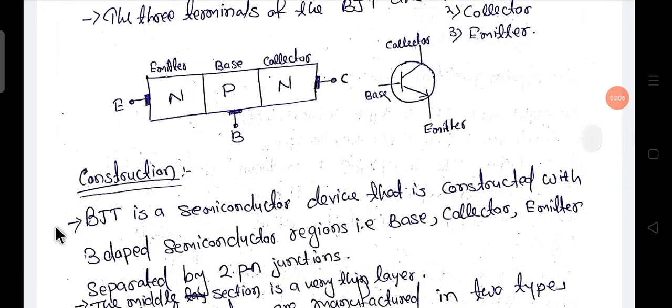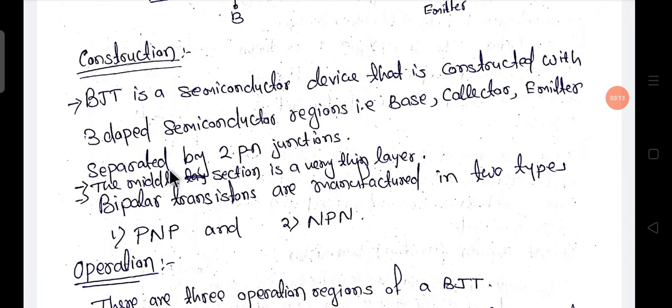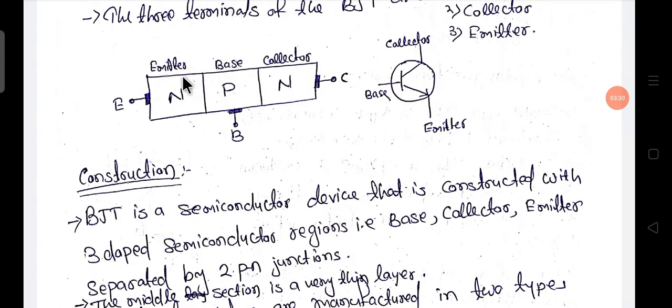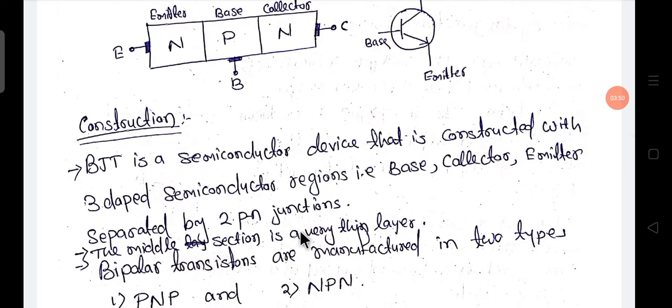Let's see the construction of the BJT. The BJT is a semiconductor device constructed with three doped semiconductor regions, that is base, collector and emitter, separated by 2 p-n junctions. This is 1 p-n junction and this is 1 p-n junction, and the middle section, the base section, is a very thin layer.